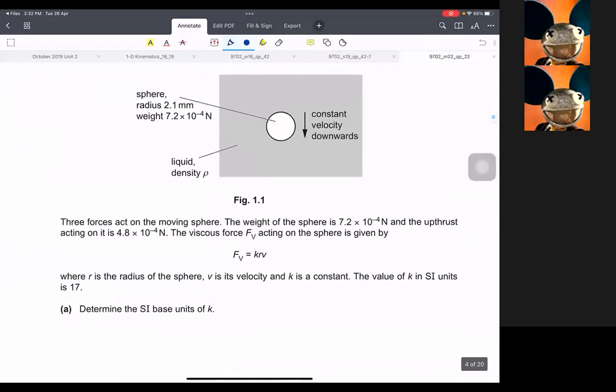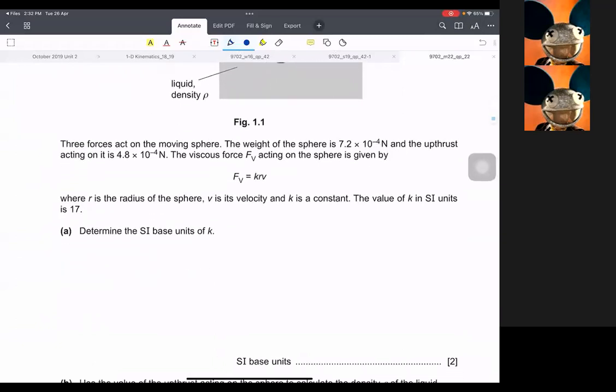So the first question is, determine the SI units of K, where R is the radius, V is the velocity, and F is the force. So I'm going to make K the subject. F is kg meters per second square, that is F. 1 upon meter for R and 1 upon meters per second for velocity.